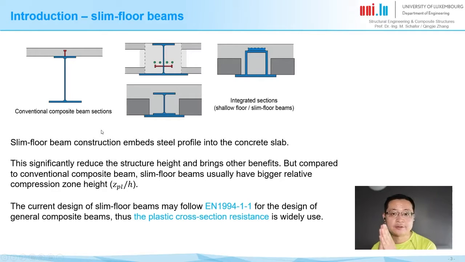Slim floor beams have different types of cross sections. However, they share a property, which is embedding steel beams into the concrete slab. By doing so, it can significantly reduce the structure height and bring other benefits. But compared to the conventional composite beams, slim floor beams usually have a bigger relative compression zone height. For the current design of slim floor beams, you can follow Eurocode 4 for the design of normal composite beams. And thus the plastic cross-section resistance is widely used.